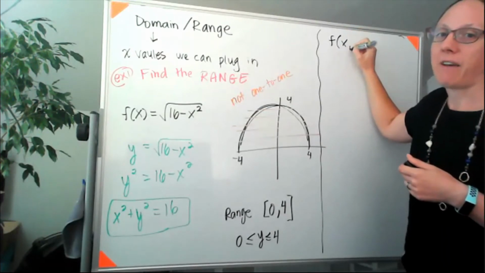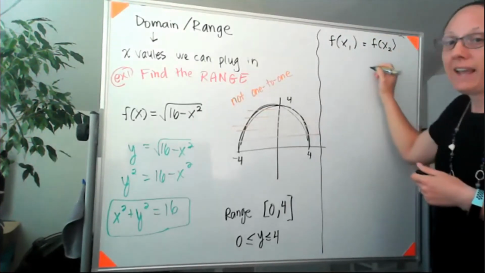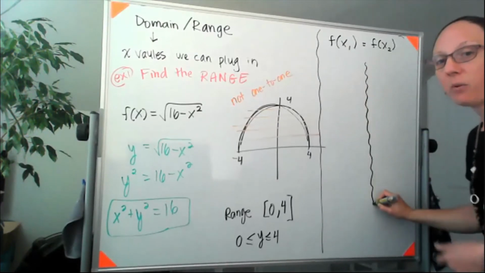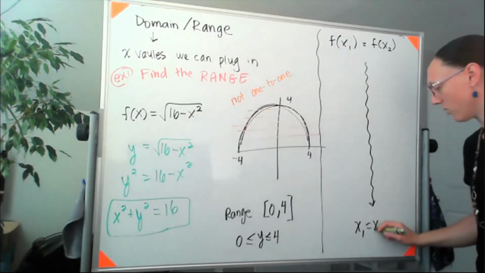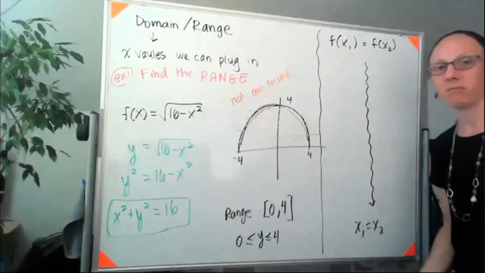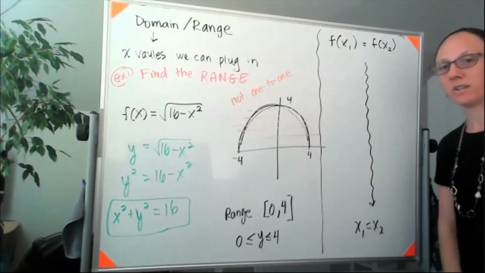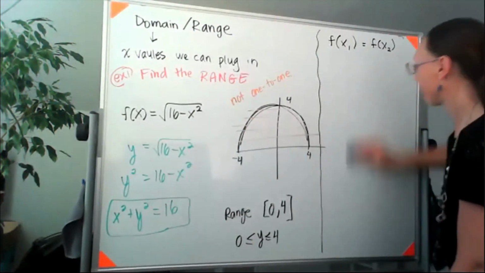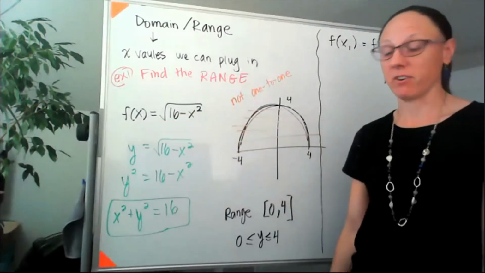So if I start with f of x1 is equal to f of x2, and I simplify both sides of this equation, and after doing a whole bunch of algebra, we get down to x1 is equal to x2, then we would conclude it is 1-to-1. If we can't get to here, then it is not 1-to-1. So let's see what happens if we mess around with it for this function.